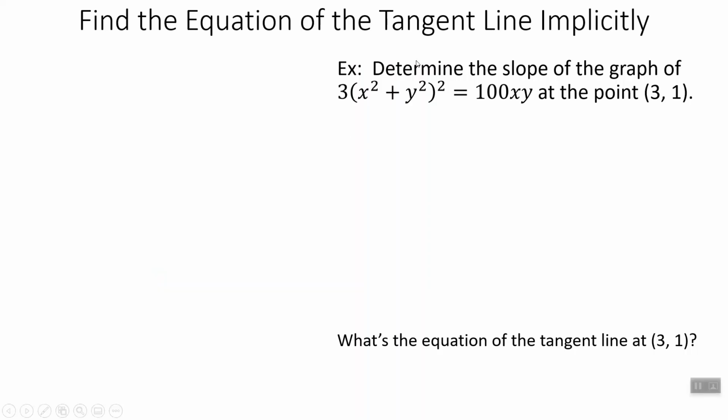All right, so find the equation of the tangent line implicitly, determine the slope of the graph of this guy at the point 3, 1. When we're finding the slope, oftentimes we don't even want to solve for dy/dx. We just want to take the derivative and plug in the numbers, right? Because this 3 is our x, and this 1 is our y. It will save us some simplifying, and we'll be working with numbers, which is usually preferred over working with variables.